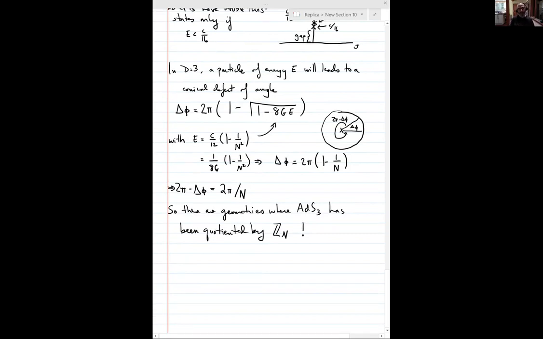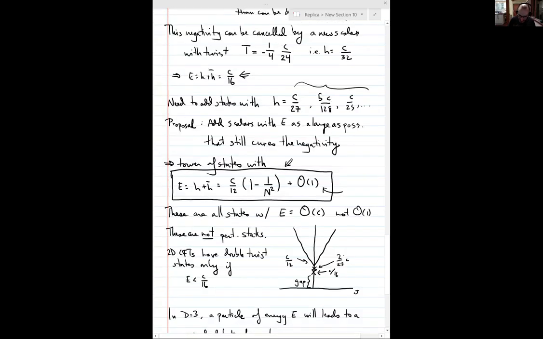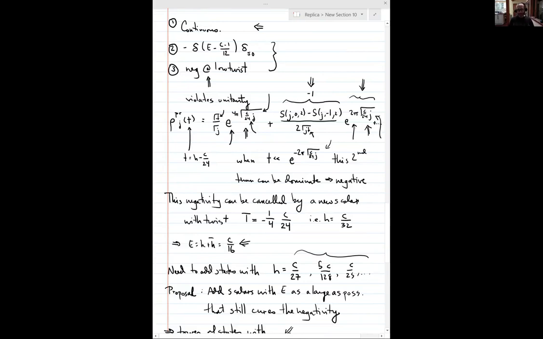Good. Okay, and what further evidence? Sorry, Alex, I should have probably asked you this before, but this number of primaries you add at a particular h is just 1? There's no degeneracy or anything? It's a kind of subtle question. It turns out the number of primaries you need to add depends on this coefficient up here. And it turns out that for the c over 16 state and the 2c over 27 state, and even for the 5c over 128 state, you only need to add one of them.